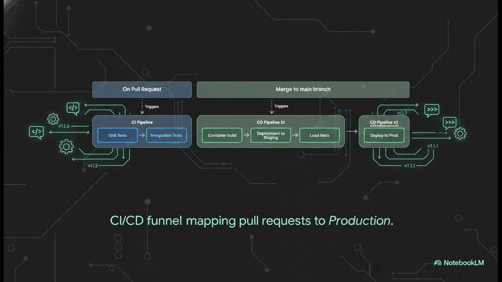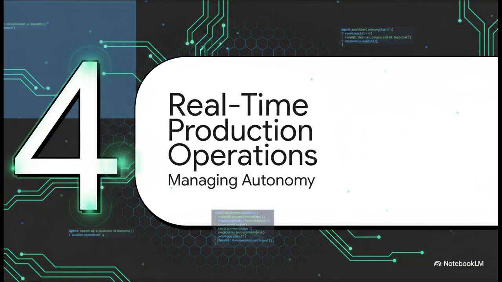Because an agent is so incredibly dynamic, a minor tweak to a system prompt can completely break how a tool is utilized downstream. By forcing every single artifact through this progressive funnel, we're trading manual uncertainty for automated confidence. Every component is strictly versioned. This means if a hallucination somehow slips through, you have an immediate, version-controlled undo button to roll back to the last known good state. Let's transition over to Section 4, Real-Time Production Operations.